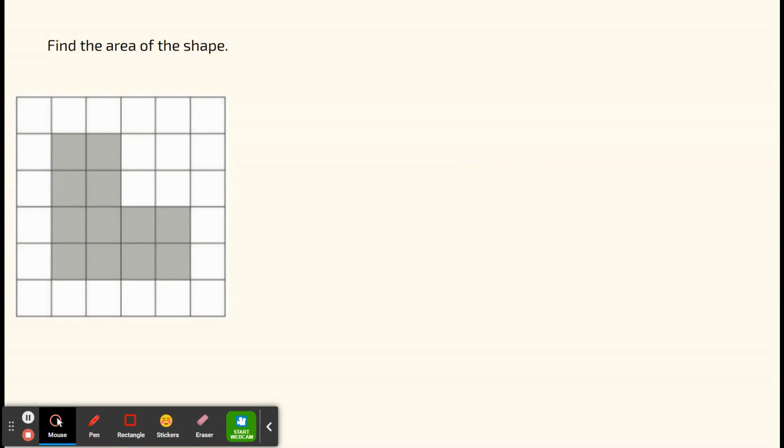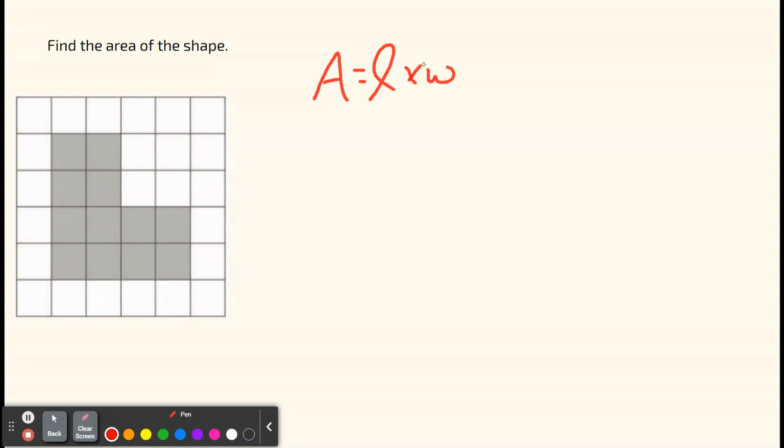So remember, area is how much space we take up on a 2D level, right? So the formula for area is length times width. Now, this is a formula for a rectangle. However, our shape right over here, it's not a rectangle, right? It looks a little different. So how do we find the area of a shape like this? Well, we can do it one of two ways.